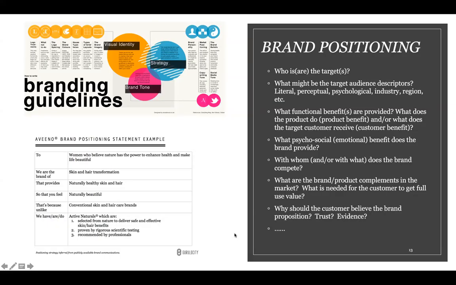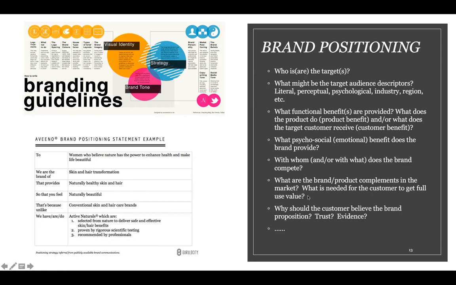And when you look at the brand positioning, there's a whole host of different things that you can think about. I'll give some examples here, but the important things are in the questions that go down. And that is, who are the targets? What might be the target audience descriptors? In other words, how might I actually articulate the differences amongst the different target segments? What are the functional benefits being provided? Okay, so I've got to provide some functional benefits. What are the psychosocial or maybe emotional benefits that the brand provides? To whom and or what does the brand compete? So it's setting up the competitive aspect of the positioning.